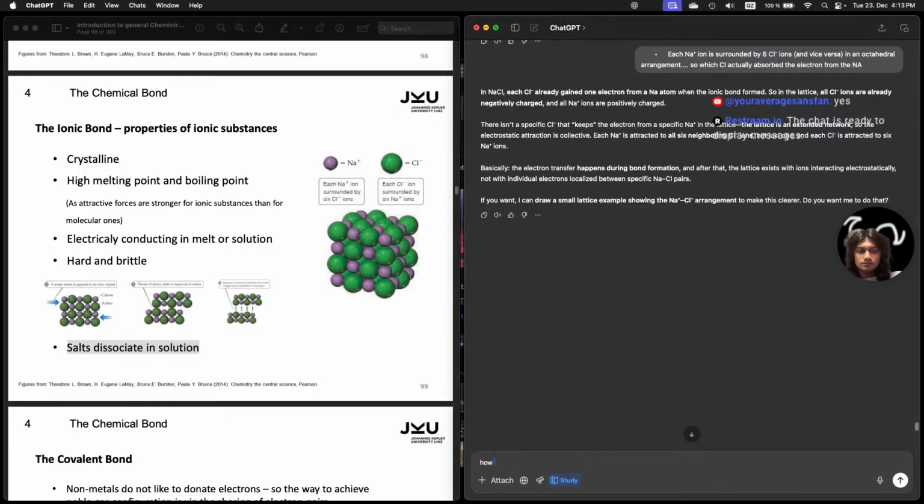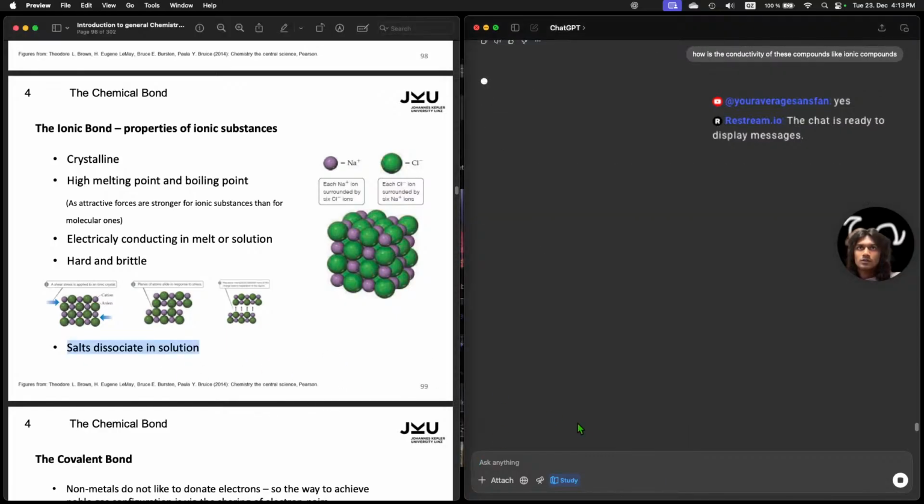How is the conductivity of these compounds, like ionic? Also, is there a specific reason for being called a salt?